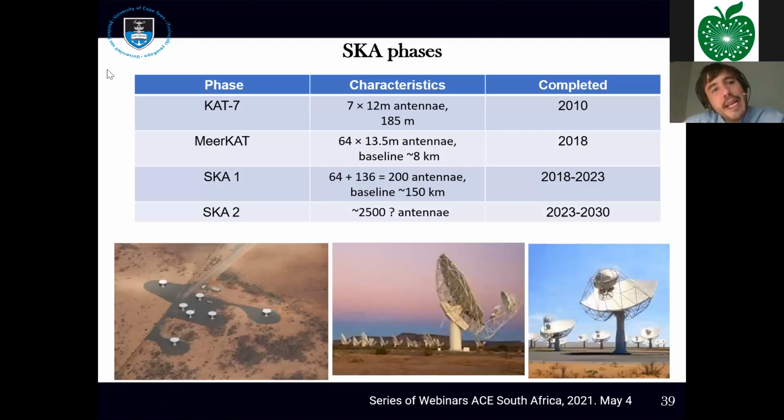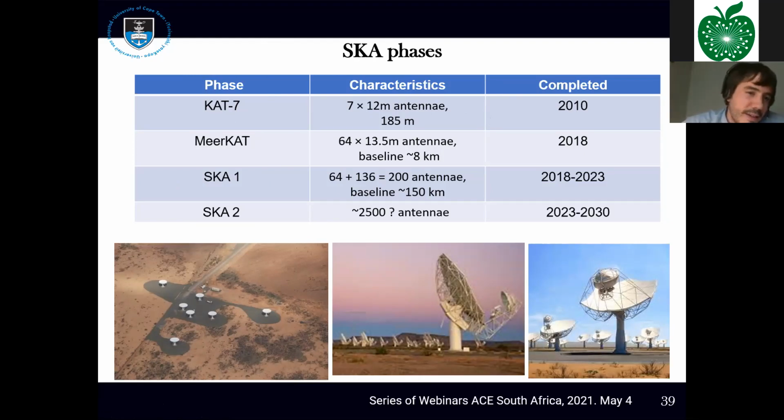All these constraints were done for SKA phase 1. Here we have all the SKA pathfinders, the SKA precursors. We had KAT-7, with 7 antennas and a baseline of 185 meters, and this project was completed in 2010. Then the second phase was MeerKAT, in which we had 64 antennas and a baseline of 8 kilometers. This project was also completed in 2018.